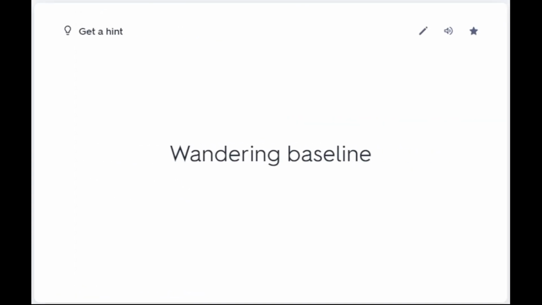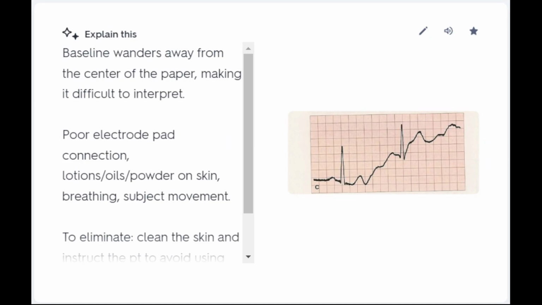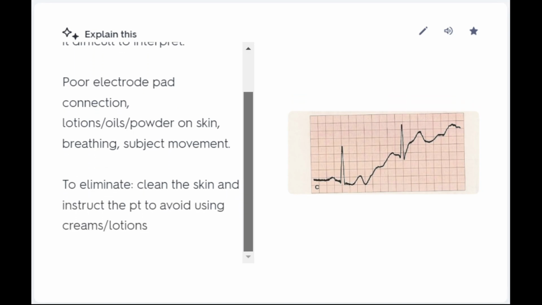Wandering baseline. Baseline wanders away from the center of the paper, making it difficult to interpret. Caused by poor electrode pad connection, lotions, oils, powder on skin, breathing, subject movement. To eliminate, clean the skin and instruct the PT to avoid using creams, lotions.